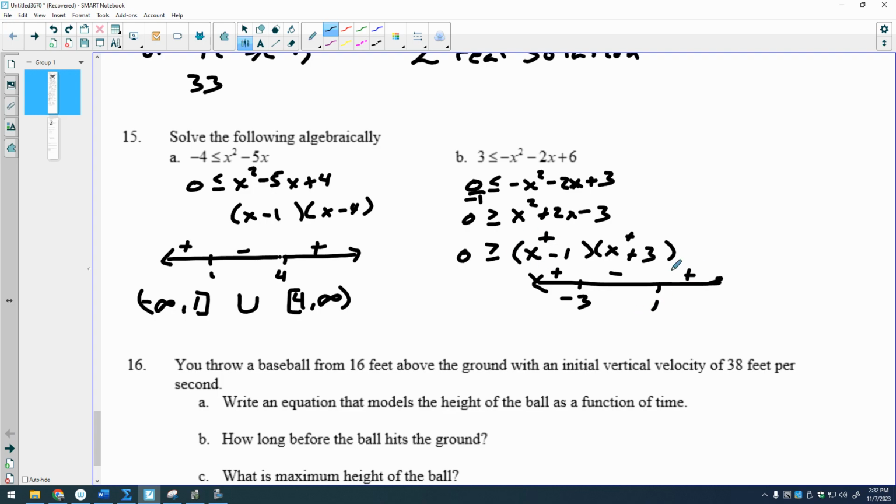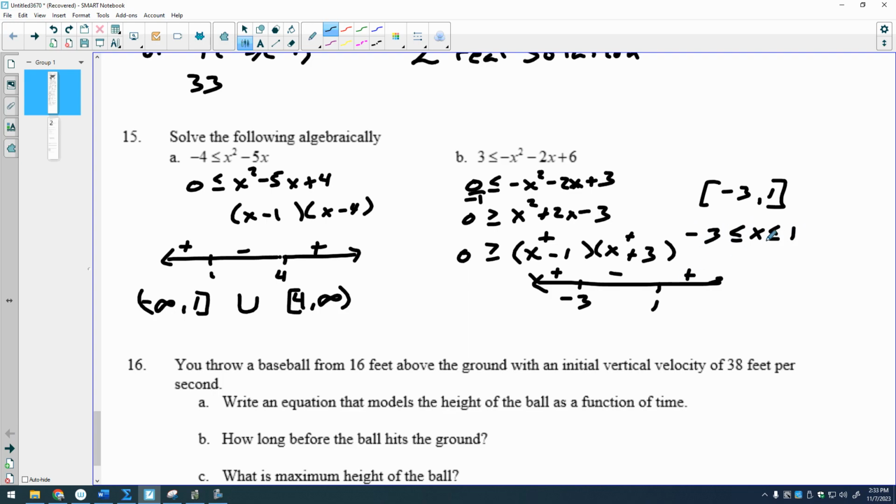I want the expression, the x squared, etc., to be less than 0. I want to plug in an x value and get a negative answer. Where does that happen? When my x's are between -3 and 1. I include the -3 because it says or equal to, and I include the 1 because it says or equal to.